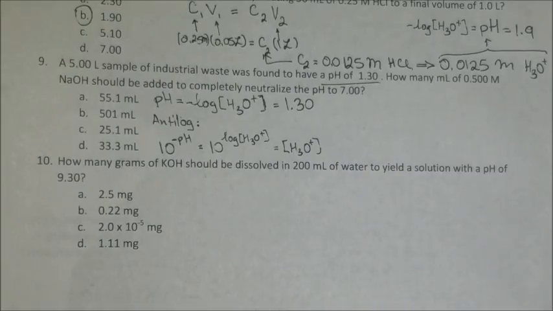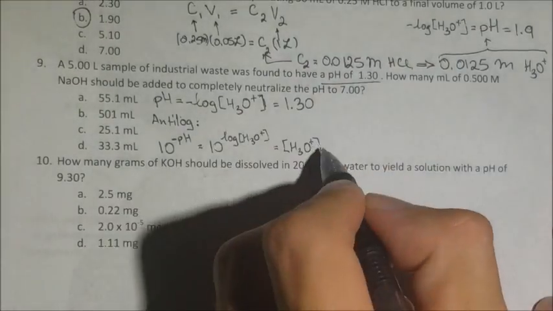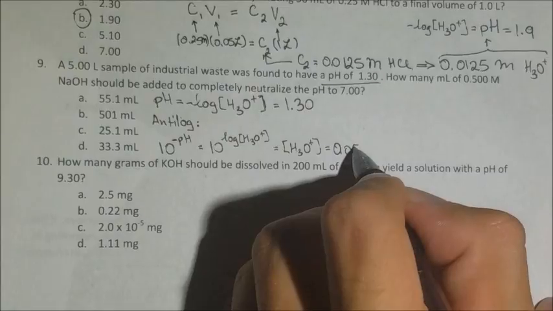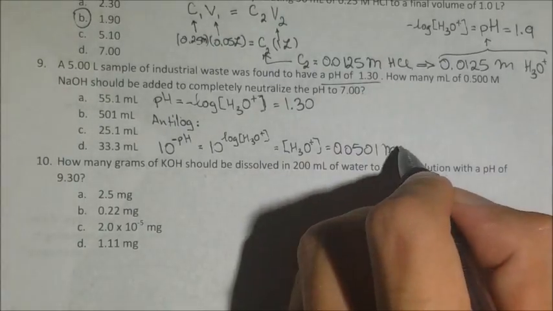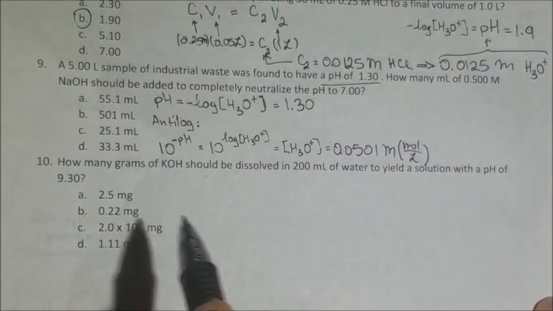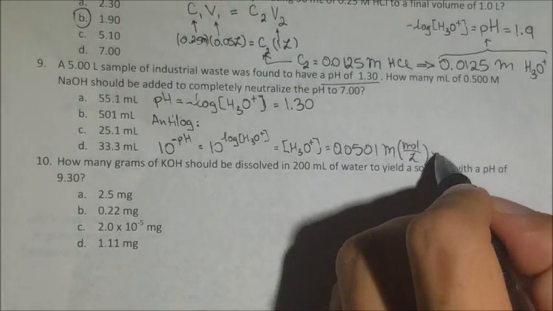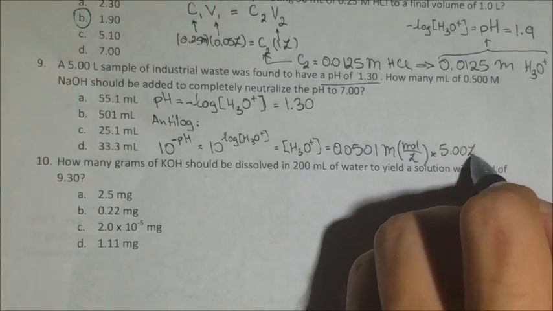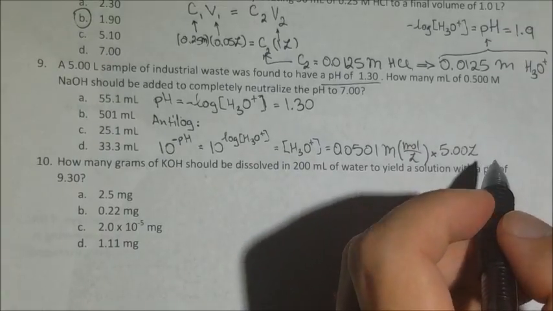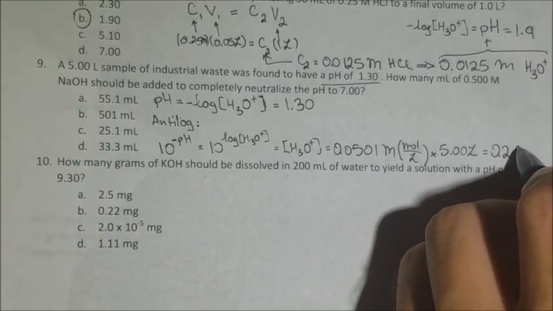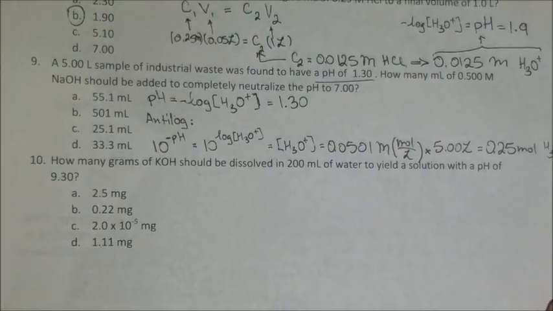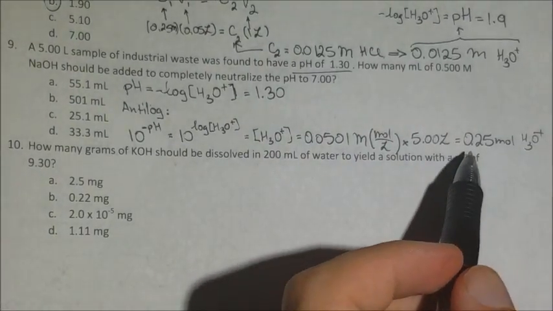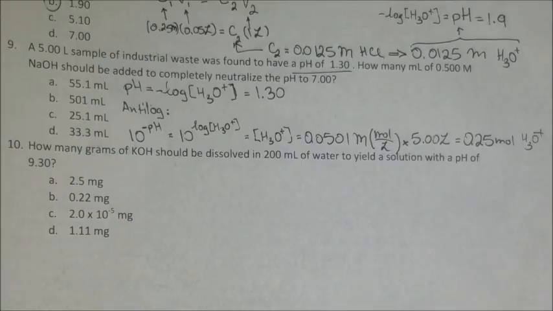So let's go ahead and do that. 10 to the power of negative 1.3 gives us a hydronium concentration of 0.0501 molar. Now, let's remember this is moles per liter. So when we have 5 liters of our sample, we can multiply this by 5 liters, and that tells us that we have 0.25 moles of H3O plus. Basically, a quarter of a mole of H3O plus is what we have.